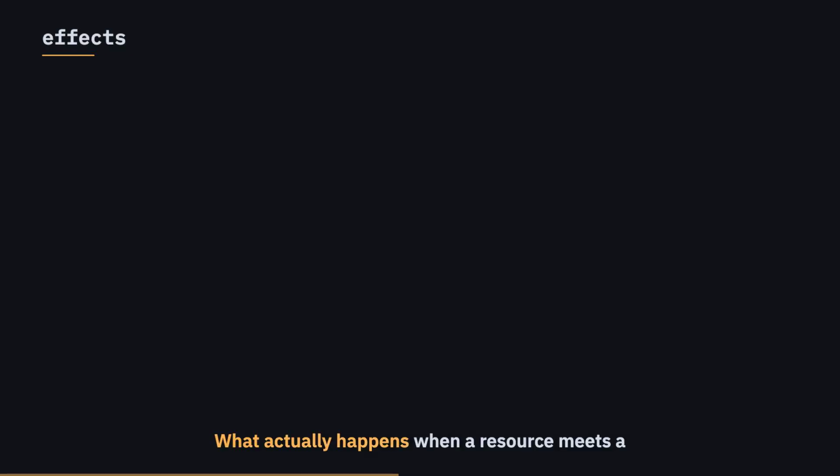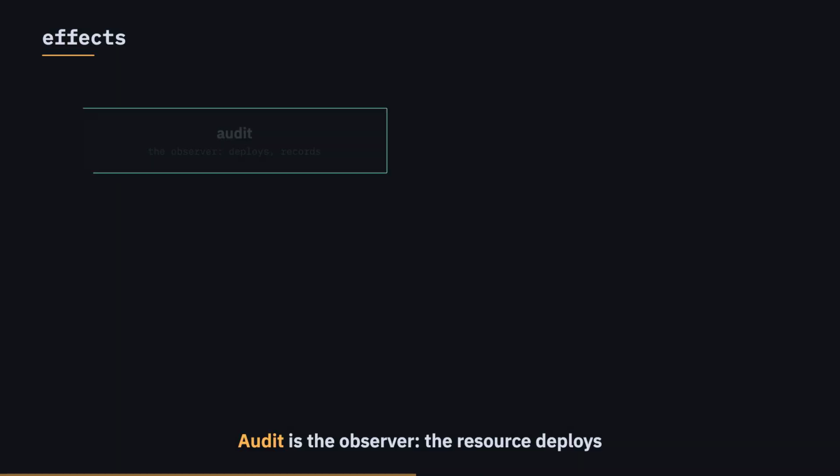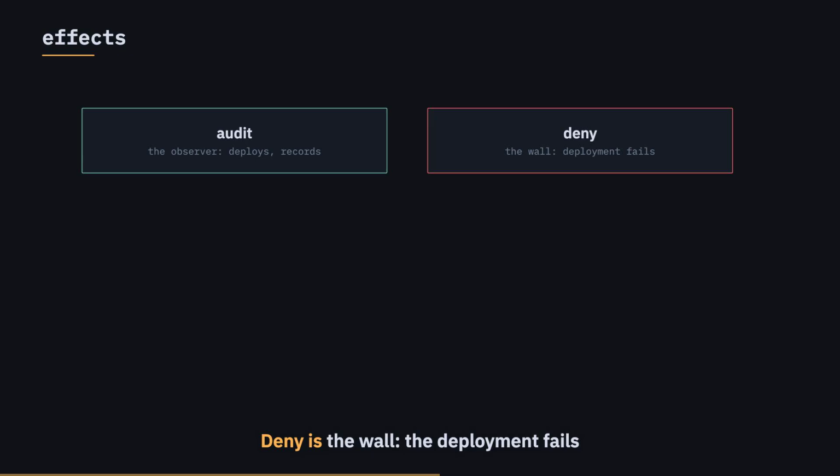What actually happens when a resource meets a policy comes down to the effect, and effects are where exam questions live. Audit is the observer. The resource deploys anyway, and the policy records it as non-compliant for the reports. Deny is the wall.